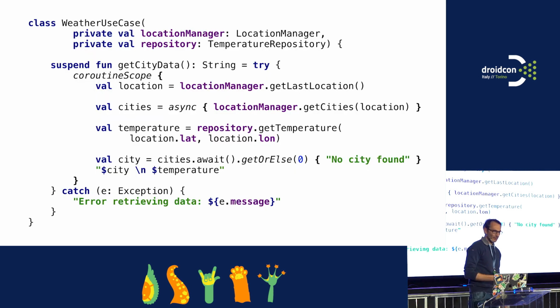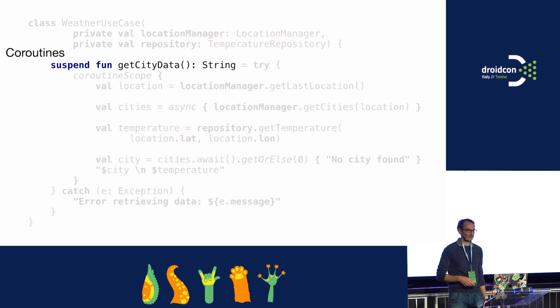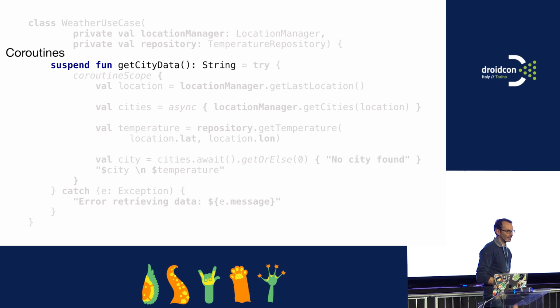Okay, so this is the main code that we'll see. It's a use case. It defines a suspending method, getCityData. This method returns the string that will show in the UI. It's a suspending method, so we are using the coroutines.